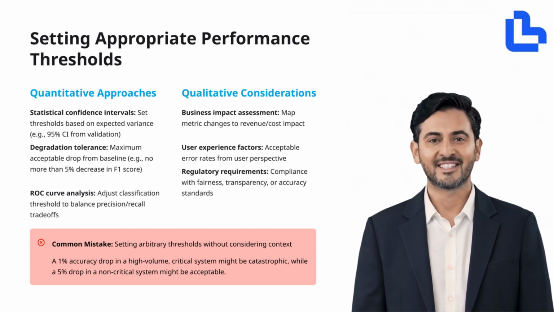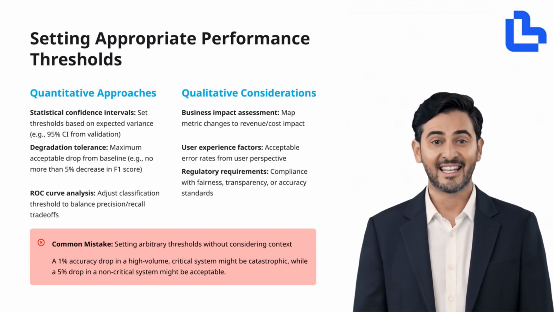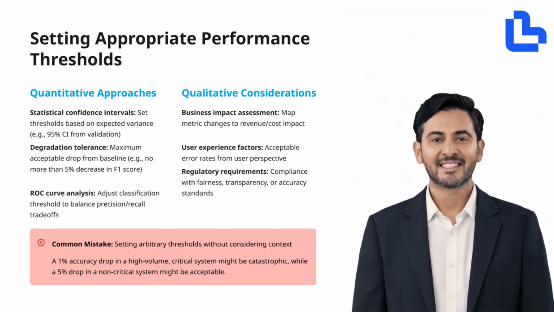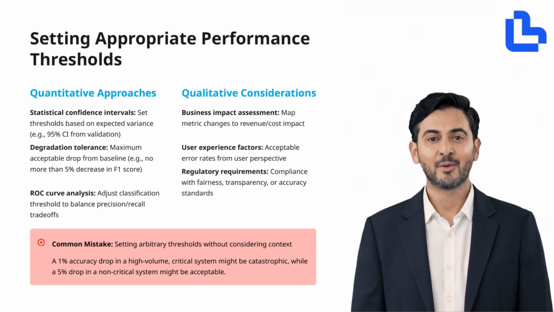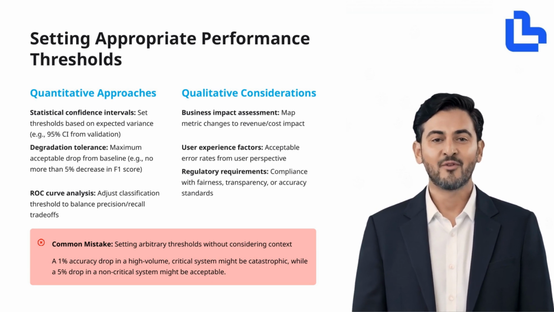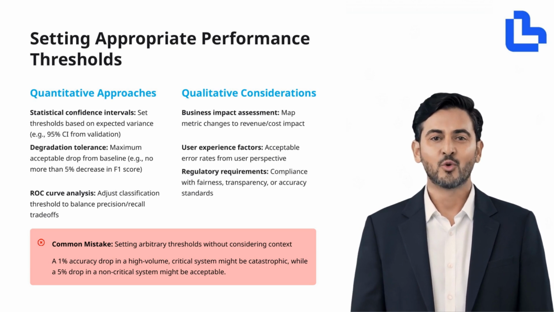One method is using statistical confidence intervals based on validation data. For example, you might set a threshold that expects your model's F1 score to stay within a 95% confidence interval. Another approach is defining degradation tolerance, how much performance can drop before it becomes unacceptable. A common rule might be no more than a 5% decrease in F1 score from baseline. You can also use ROC curve analysis to adjust classification thresholds, helping you balance precision and recall based on your specific needs. But numbers alone aren't enough.